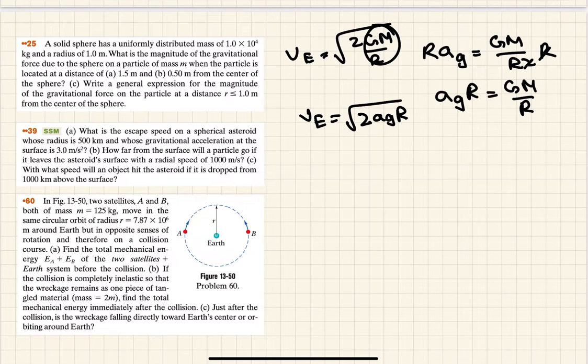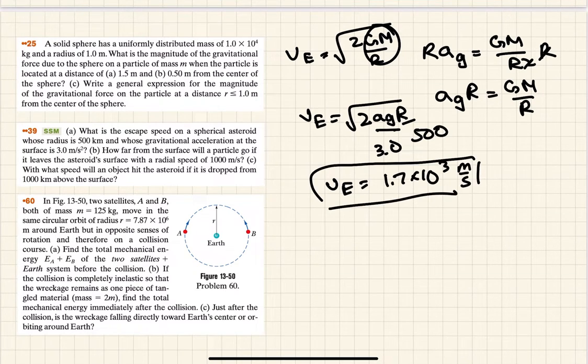What can we do from there? We can just plug in values that we know. We know that acceleration due to gravity is 3.0. We know radius is 500 kilometers. Plug stuff in. We love that. We get that the escape velocity is going to be equal to 1.7 times 10 to the power of 3 meters per second. That's part A.